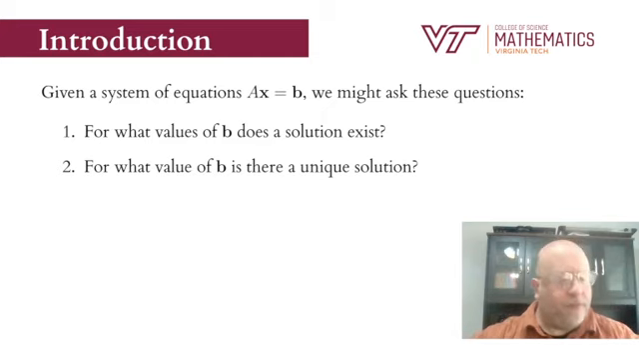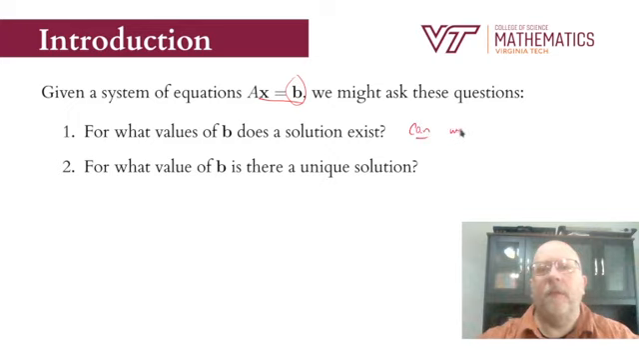So, given a system of equations, Ax equals b, we might ask ourselves these questions about the system. For what values of b can we solve this? Does a solution exist? Can we solve it? And then, for what values of b is there a unique solution? When can we solve this in more than one way versus just one way?